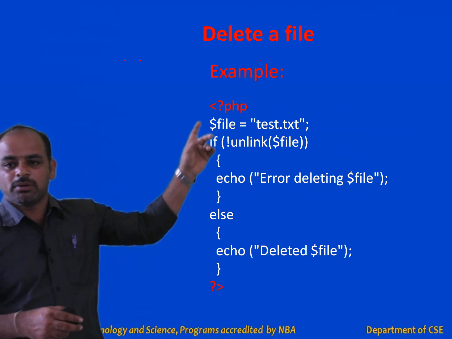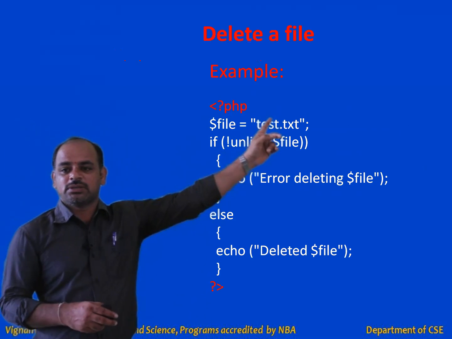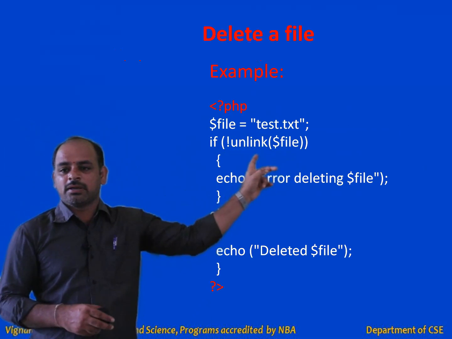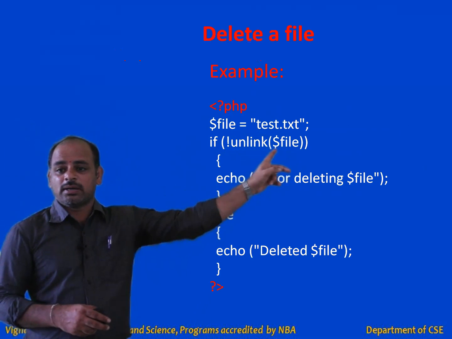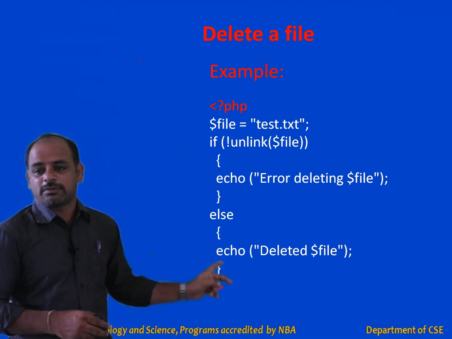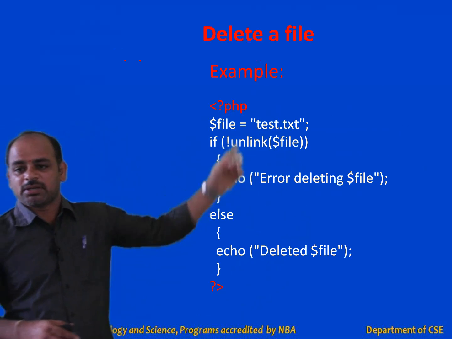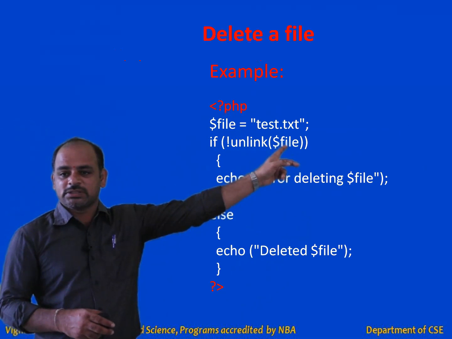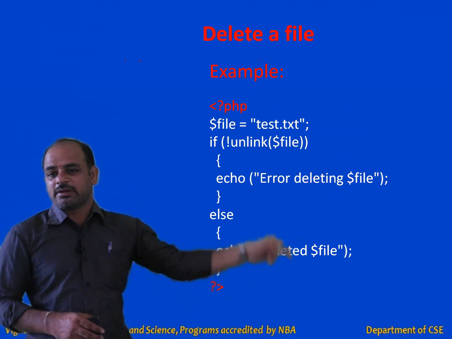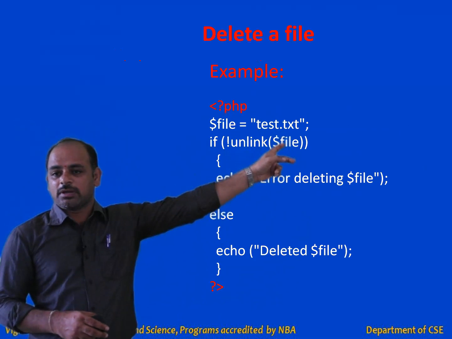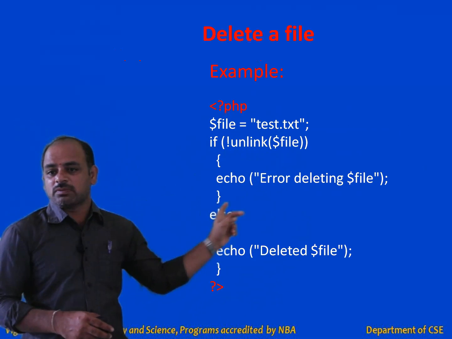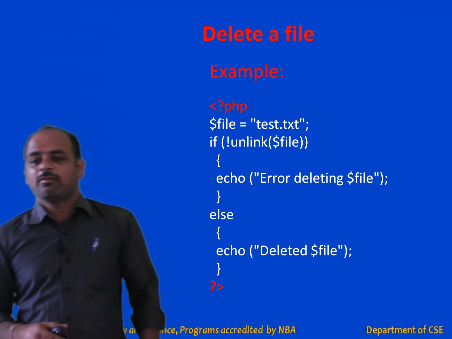This is an example of how to delete a file. The file name is test2.txt, and if not unlink of the file, meaning if it is not deleted, then it prints an error in deleting the file, otherwise deleted file successfully. This unlink function returns a boolean value true if it is deleted. So true means deleted successfully, and if unlink returns false, false means not deleted, so it prints the error in deleting the file.